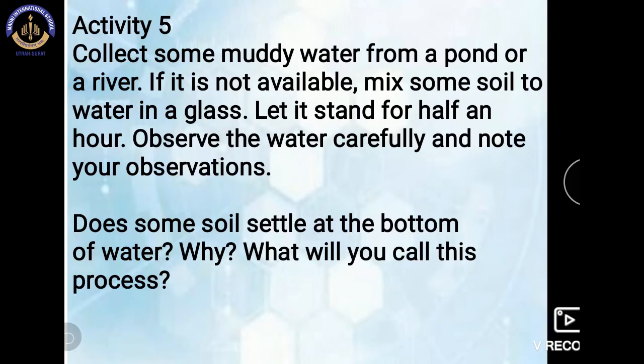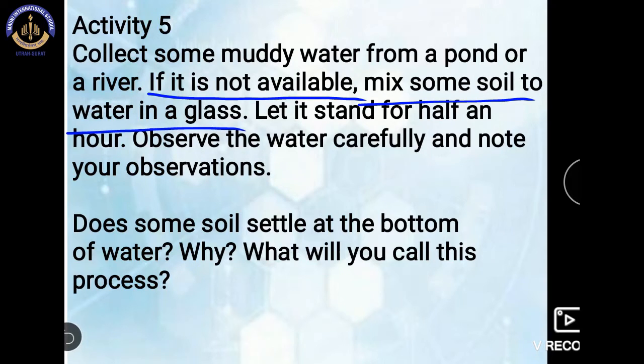By the filtration process also we can separate the components. So what is the filtration process and how can we do that? Let's learn about it. Collect some muddy water from a pond or a river. If you are not able to collect water from a pond or river, don't worry. You can take a glass of clean water and add soil into it. You can do this at your home also.